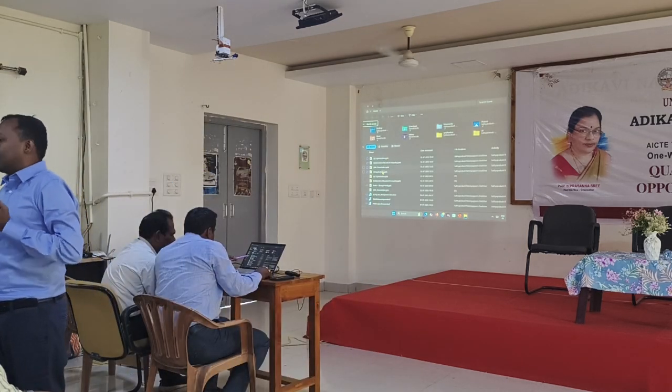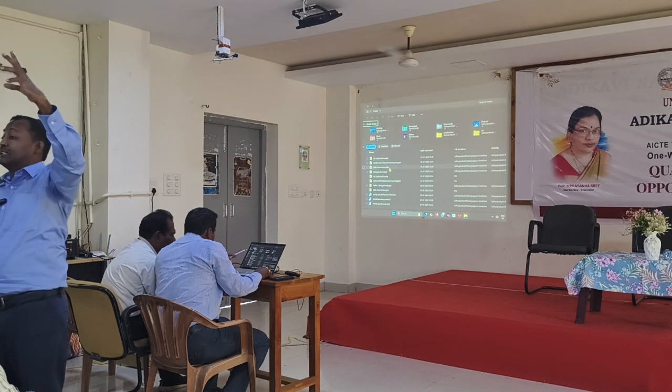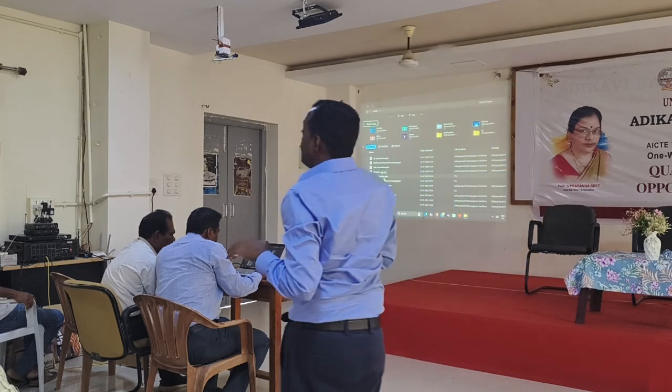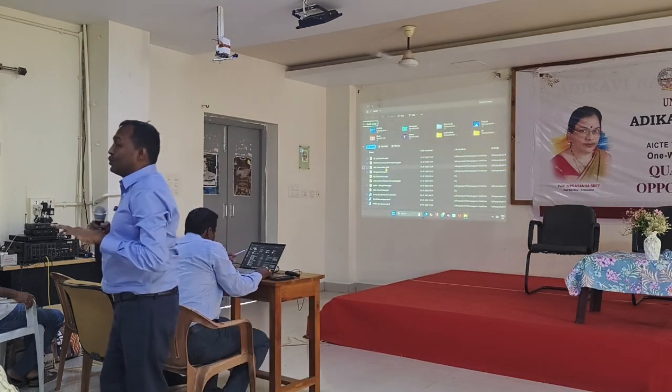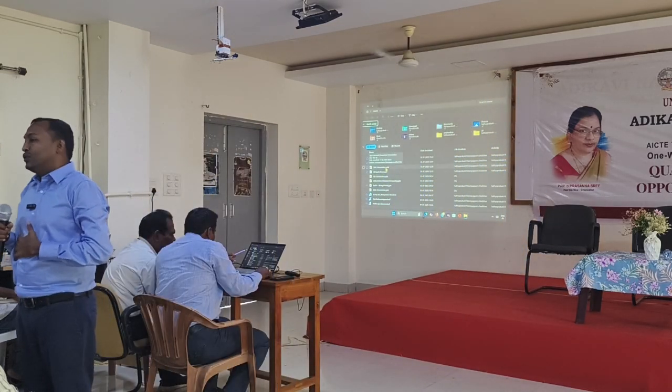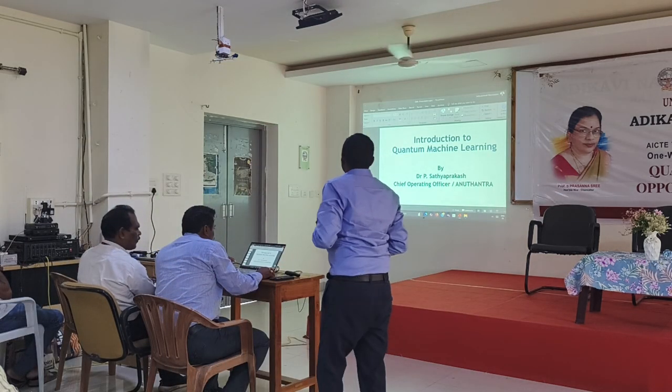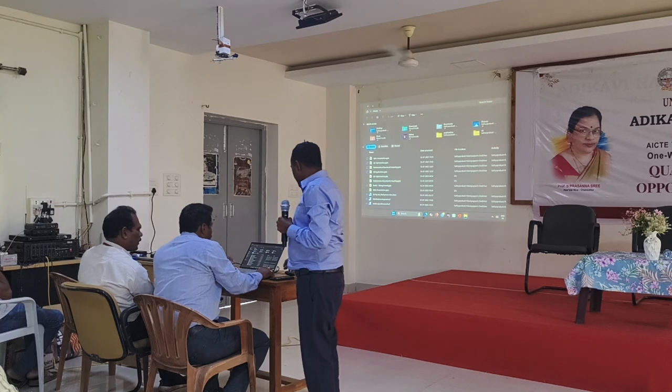Suppose we are having 256 qubits. How many classical bits are required? The entire universe of classical bits is required to decode the information available inside a quantum computer capable of having 256 qubits. Why? Because of this 2 to the power n.